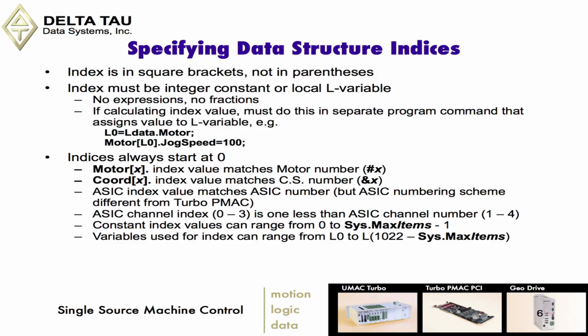Indices always start at 0. So in Power PMAC, all indices start at 0. The Motor[x] index value matches the motor number. So in Power PMAC, there is a motor 0. In Power PMAC, there is a coordinate system 0. Most people won't ever use motor 0 or coordinate system 0 for anything specific. It will probably be saved for special motor functions, maybe a special phantom or master motor. Same thing with the coordinate system. With most standard typical use of our automatic setup programs, we'll start with motor 1 and we'll start with coordinate system 1.